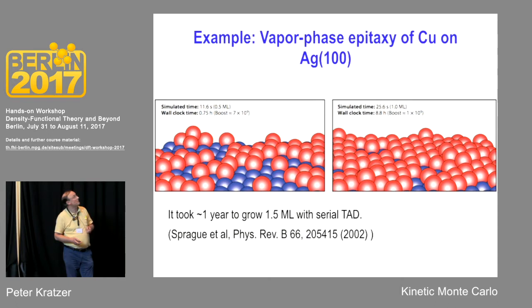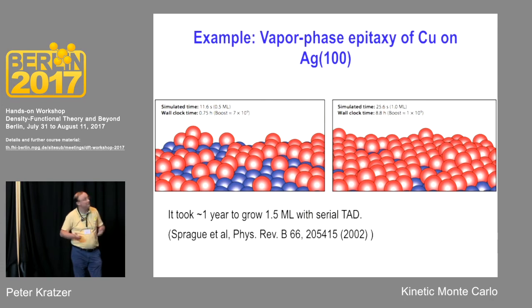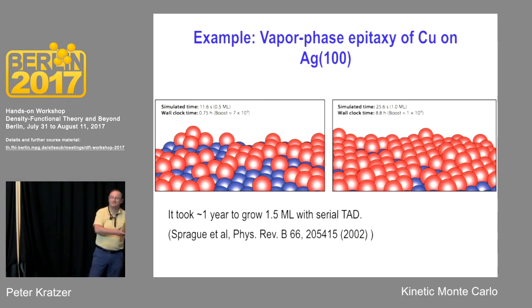And here you see an example from Art Voter and his group. Here they simulated copper on silver, and they simulated deposition of one monolayer on the parallel machine within 9 hours. And Art Voter is here making the point, if you had done this simulation in 2002 with a serial TAD algorithm, it would have taken you 1 year. So the spawning of tasks gave a big speed up of the simulation. Still, of course, any such TAD simulation is much slower than a lattice KMC. If you can do a lattice KMC, then you should do it. It's much faster.